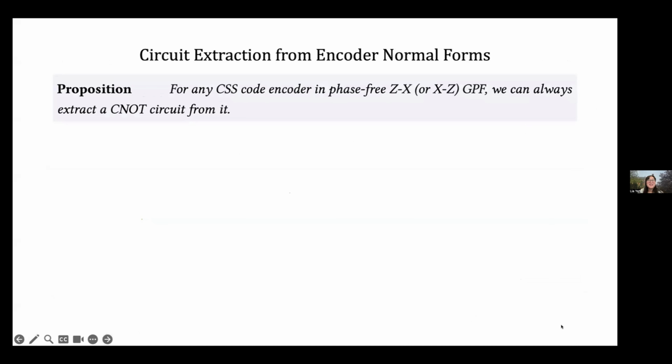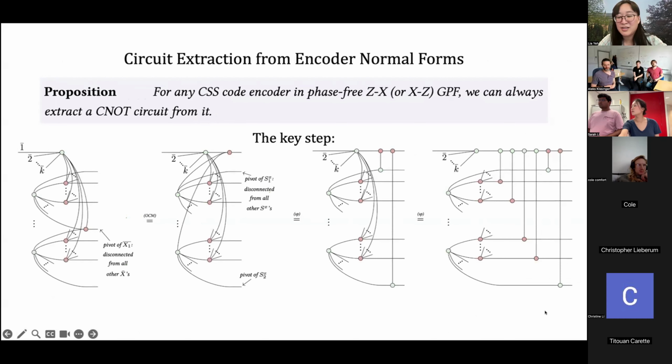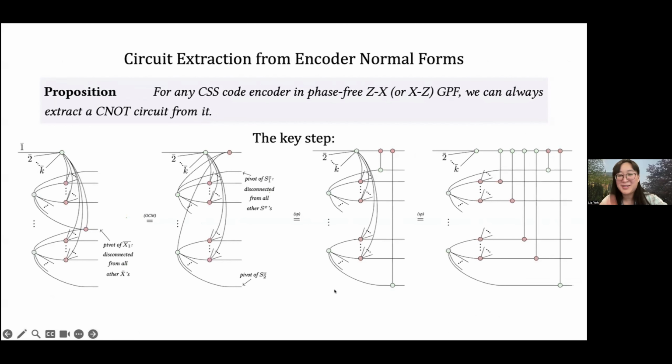Here's just some bonus material, for connecting more dots between the representations. For any CSS code encoder in phase-free ZX or XZ GPF, we can always extract a CNOT circuit. For the inner CSS code, or just for a CSS code on its own, essentially the key step is a Gaussian elimination. Gauss has, of course, done everything, but I think he did this in his thesis.